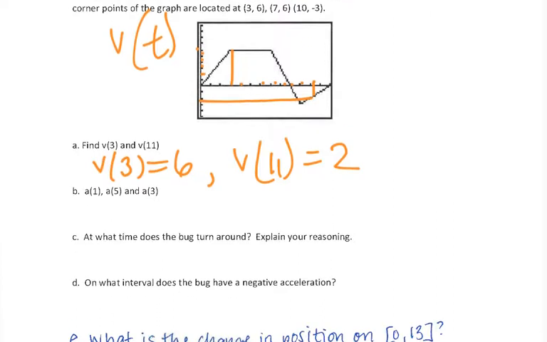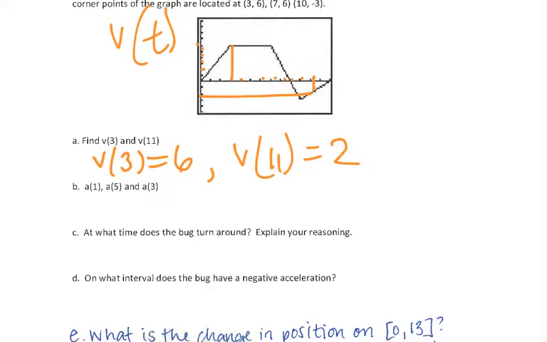Then it asks for the acceleration at 1, 5, and 3. Now remember, acceleration is just the derivative or slope of velocity. So to find a of 1, I need to look at the slope on this section because 1 falls in there. So it looks like it has an x value of 3 and it's going up 6. So a of 1 would be equal to 2.